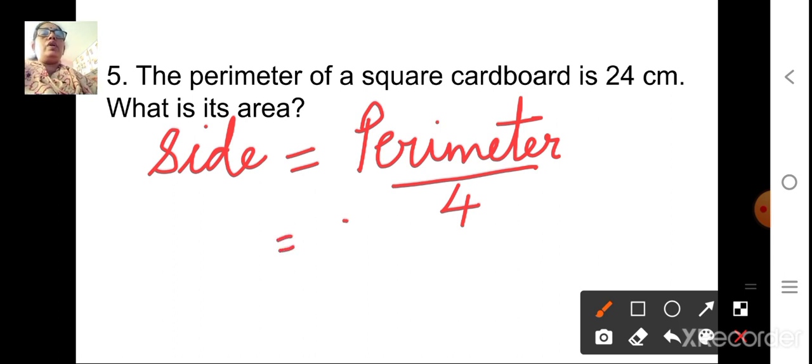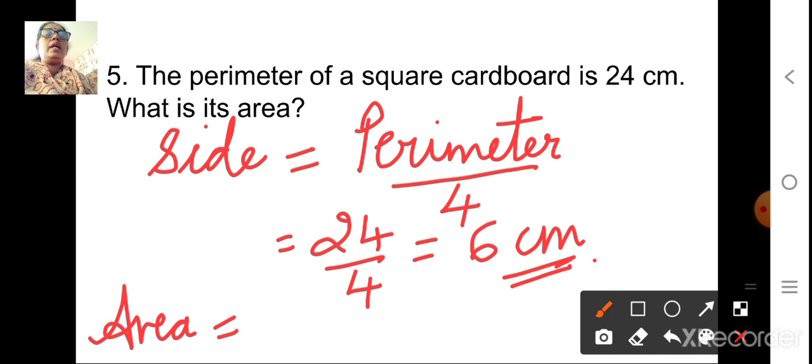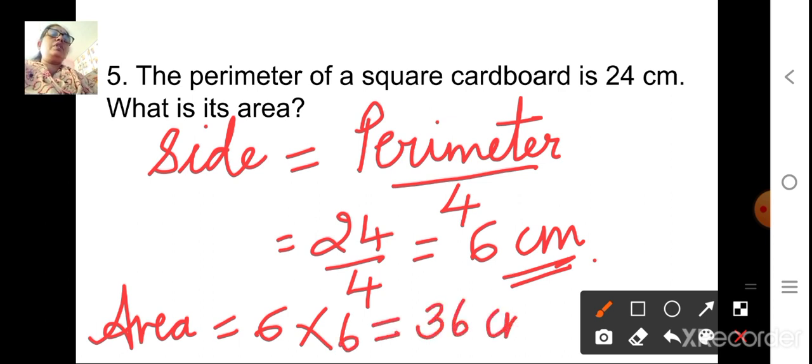So that is equal to 24 upon 4. Now 6 times 4 is 24. When you divide 24 by 4, you'll get 6 centimeter as a side. So the side of a square is 6 centimeter. Now to find the area, it is side into side. As we have found the side is 6 centimeter, that is 6 into 6, that is equal to 36 centimeter square or square centimeter.